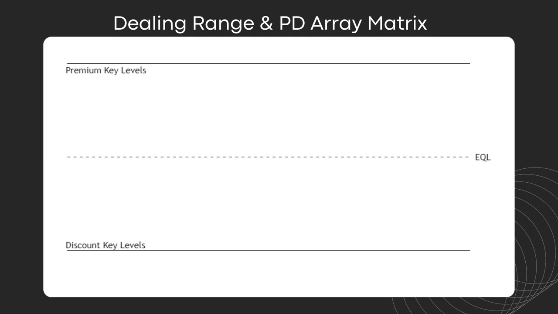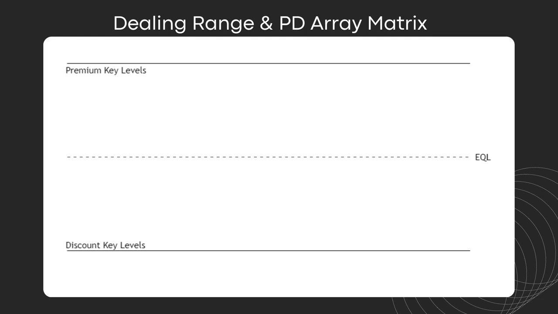What you need to remember is that inside this dealing range or this PD array matrix, we will have multiple key levels, and these key levels will be both in the premium region and the discount region. These key levels could be in the form of order blocks, breaker blocks, rejection blocks, fair value gaps, or maybe even in the form of highs and lows.